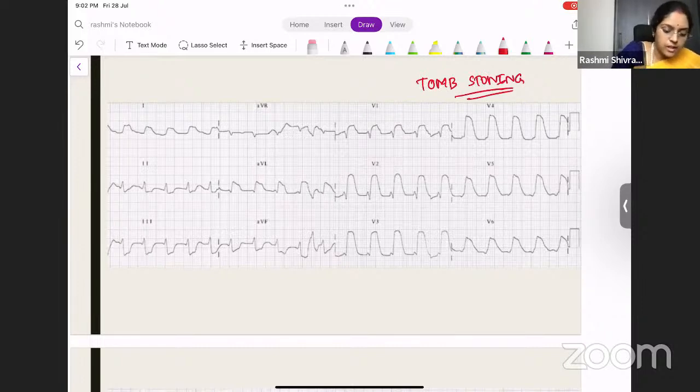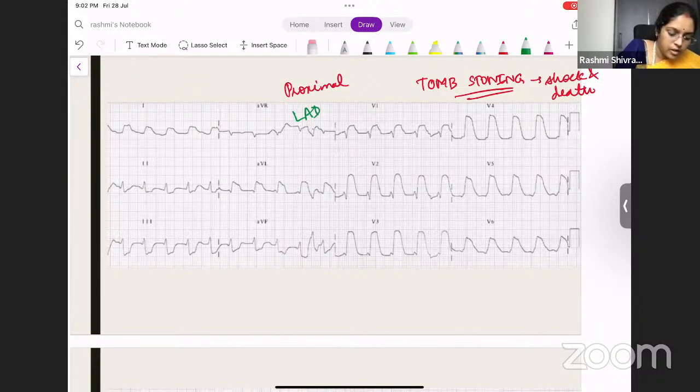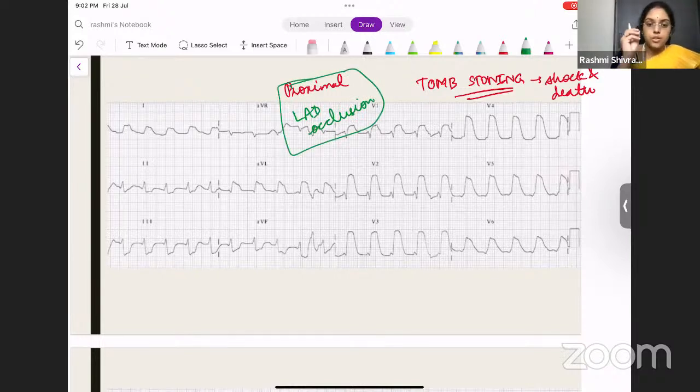What does this mean? This means that the patient has impending shock and death because of a proximal LAD lesion. Okay. This is very, very important in the proximal LAD occlusion, because it's very proximal, a lot of the segment of the left ventricle is affected. So you have this tombstoning. This is a spotter ECG that you should find out.